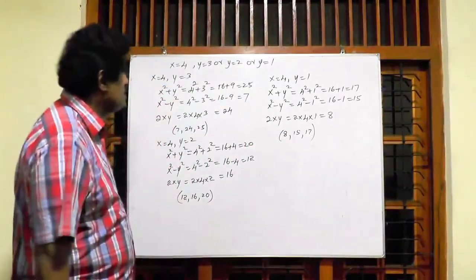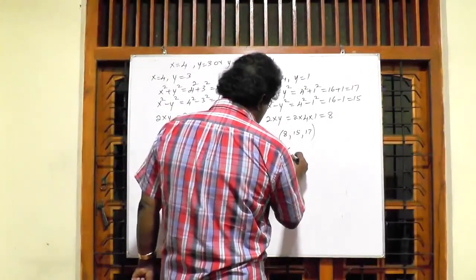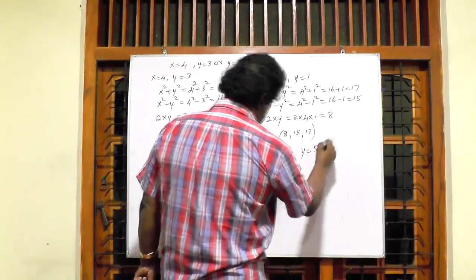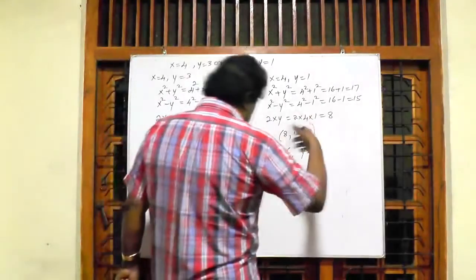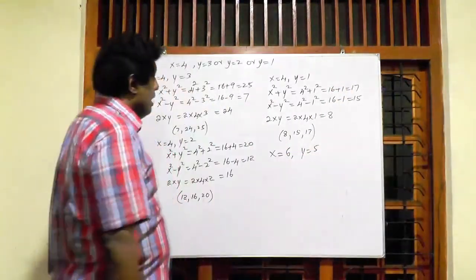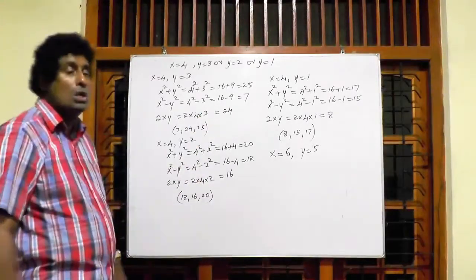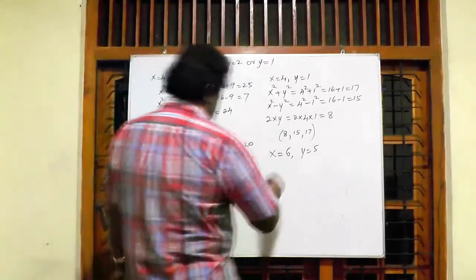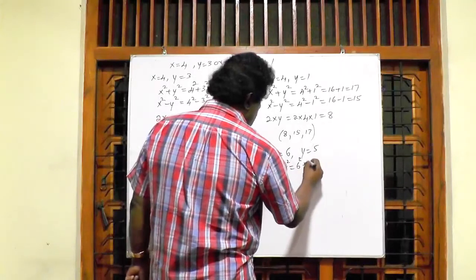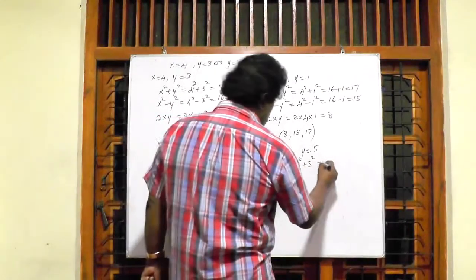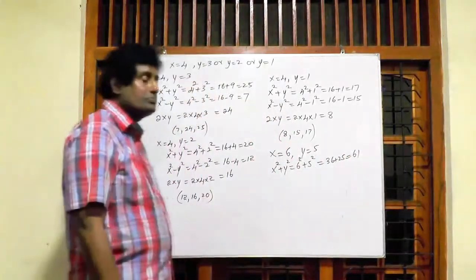Now, as an example, I am going to take the value of x as 6 and the value of y as 5. Let's see which values can be obtained by taking these values for x and y. The value of x squared plus y squared equals 6 squared plus 5 squared, that's 36 plus 25, and the final answer is 61.